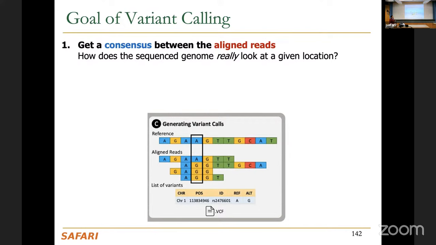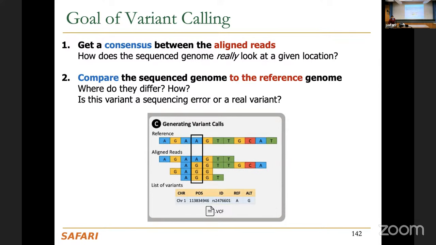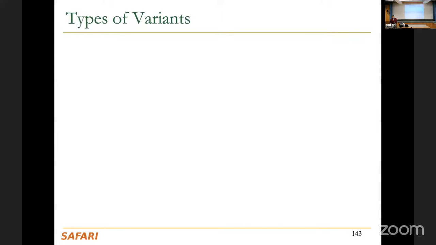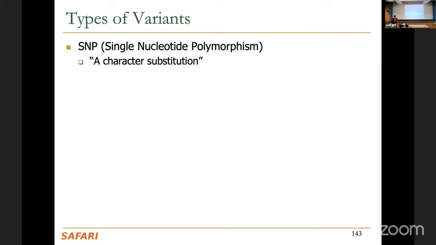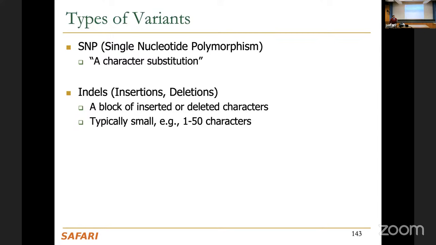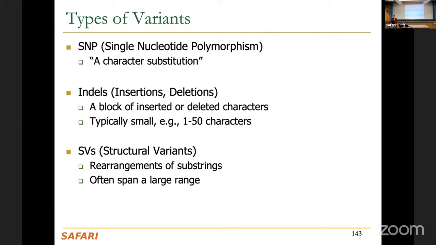I guess one step to do it is essentially to get a consensus between the aligned reads, and then compare the bases to each other to figure out what the consensus could be. And we have different types of variants. For example, we have SNPs, as I said, single nucleotide polymorphisms. This is mostly a single character change in your genome. We have indels, basically insertions or deletions. So bases can get deleted or inserted in your genome compared to the reference genome.